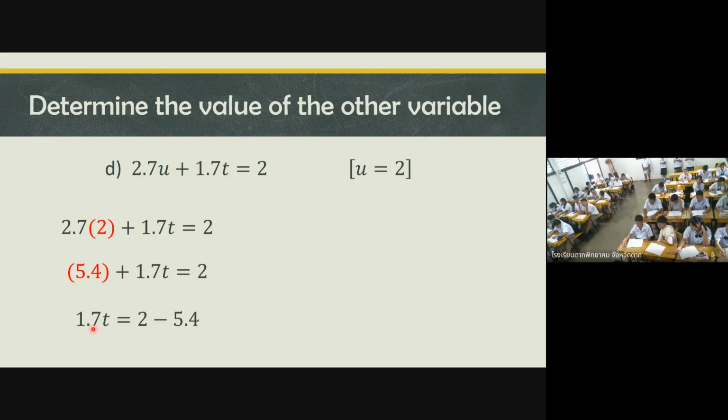So we're going to have 1.7t is equal to 2 minus 5.4. What is 2 minus 5.4? Everyone, what is 2 minus 5.4? Negative 3.4. And so, since we're solving for t, divide both sides by the coefficient of t, which is 1.7. Negative 3.4 divided by 1.7. What's the answer? Negative 2.